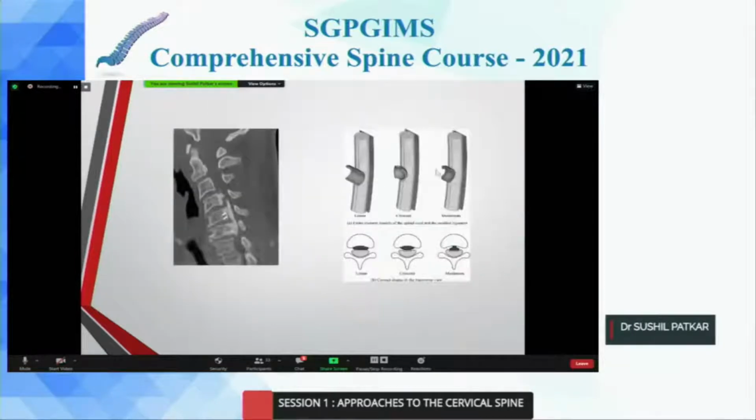So this is how the linear type, the crescent type, and the mushroom type would look on axial sections, and their knowledge, to be pre-warned is to be forearmed.